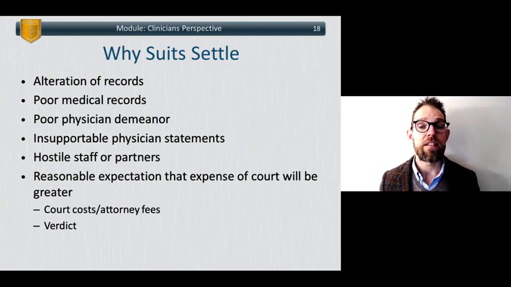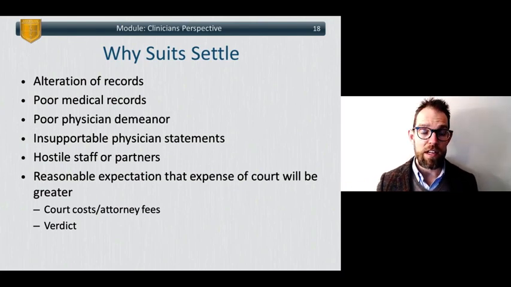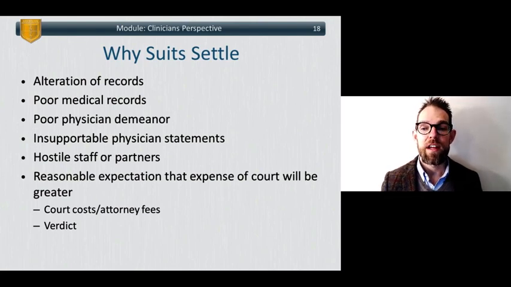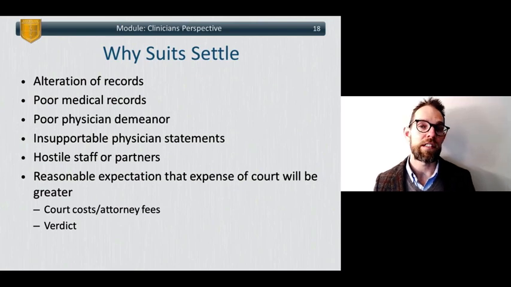And then finally, there's a reasonable expectation that you don't feel comfortable if this case is adjudicated, and typically the fees associated with an adjudicated court procedure will actually be higher than that of a settlement. So when you factor in the verdict, the court costs, and the attorney fees, it's just cheaper to settle than to take it to court.